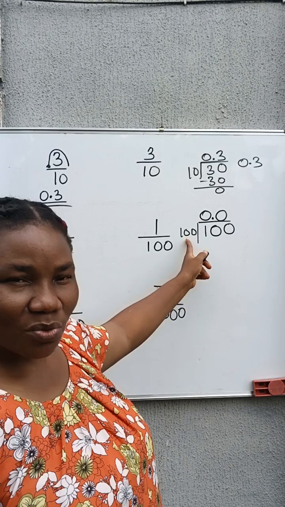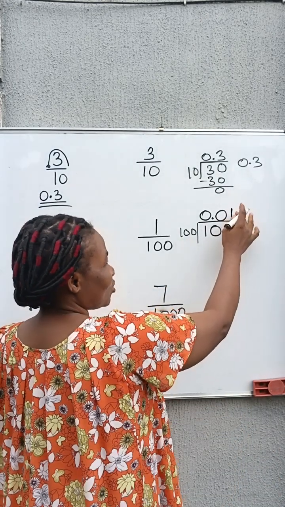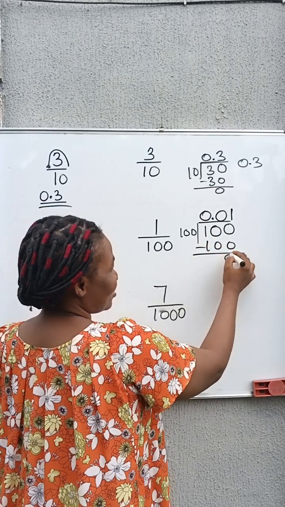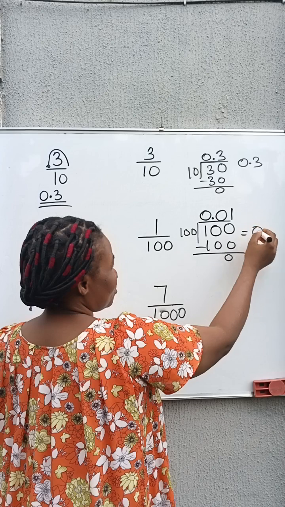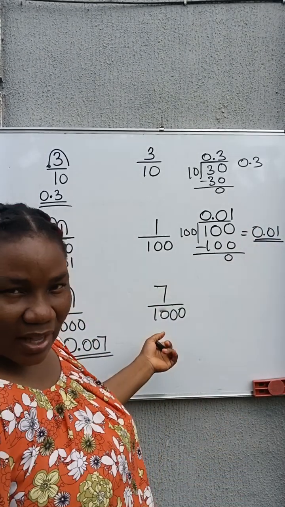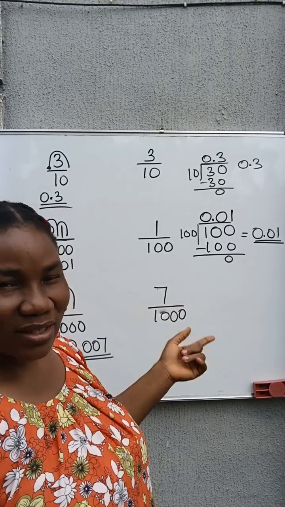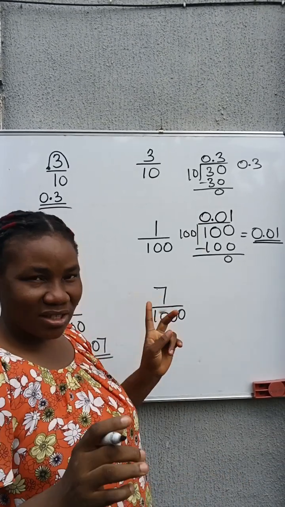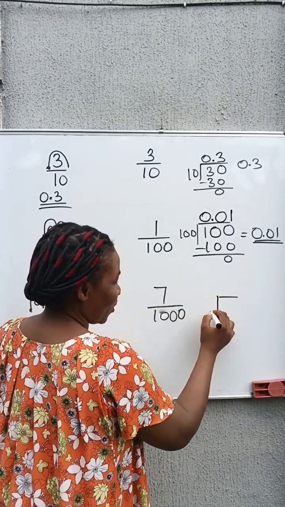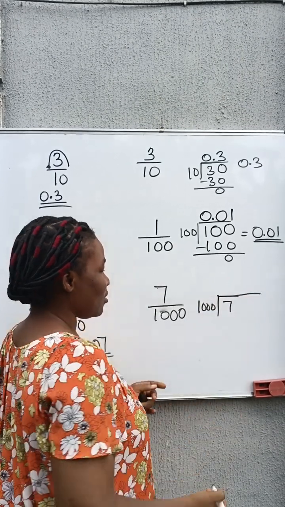So next we go again. Is it possible for 100 to go into 100? Yes. How many times? 1. So we do 1 times 100. 100. 100 minus 100, 0. So equal to 0.01. And finally, 1000 is the divisor and 7 is the dividend. So let's arrange it. 1000, and we'll put 7 inside.